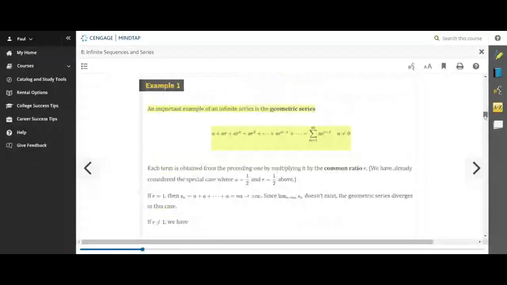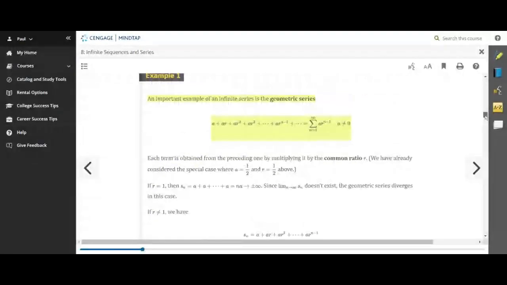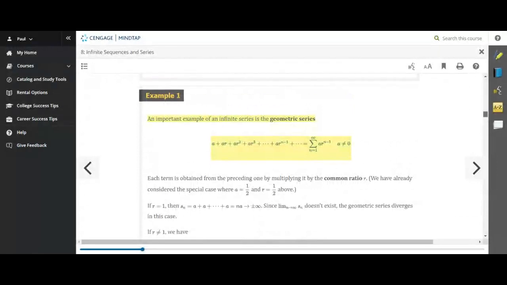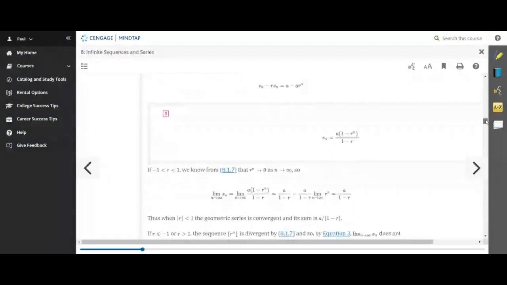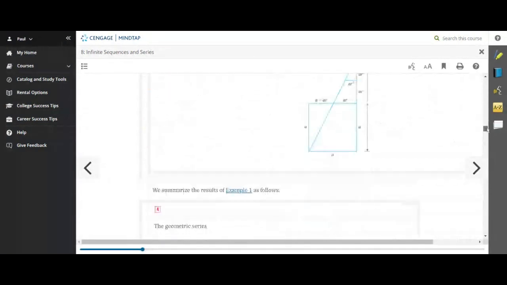So, okay, we have a common series called a geometric series. A geometric series can be written a certain way. I don't want to get caught up in the details here, but let me just go to a formula here.